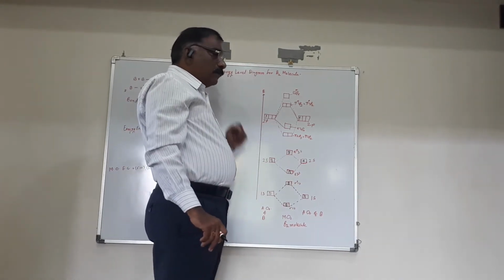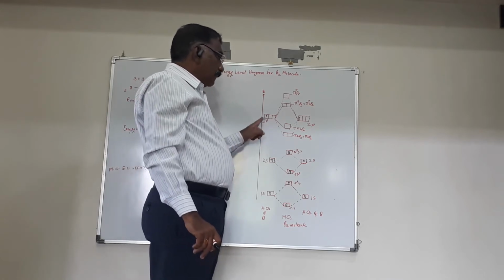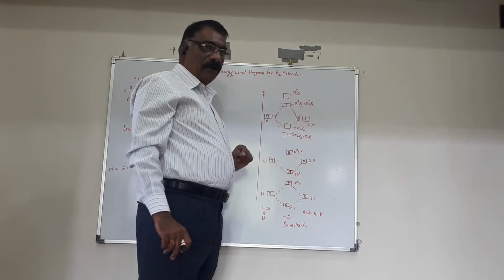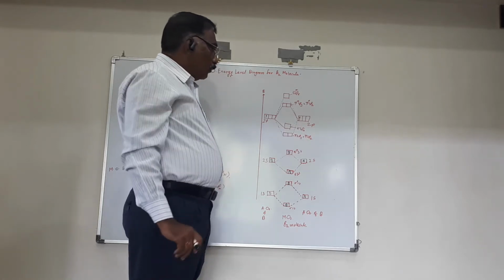Then when we consider the p orbital, in the p orbital there is 1 electron, and second, there is 1 electron. That means there are only 2 electrons.